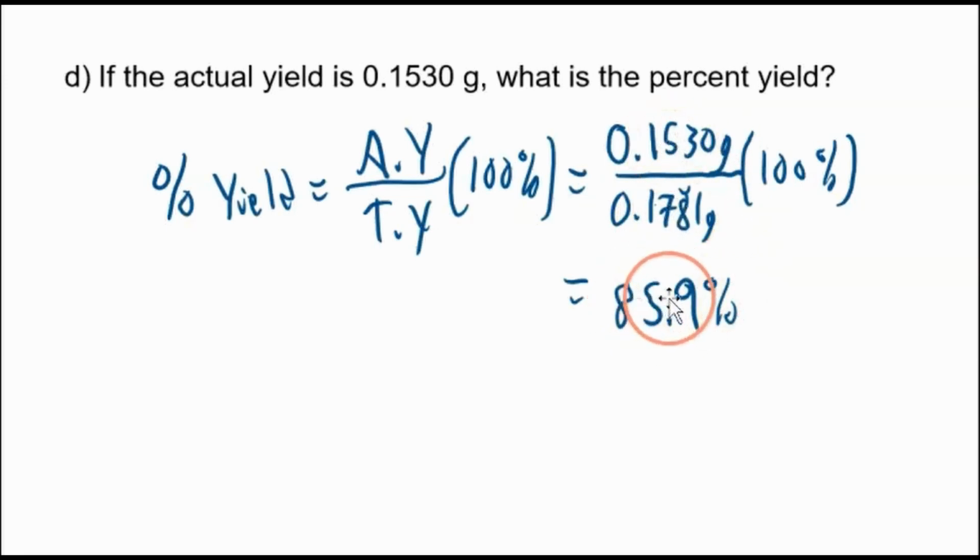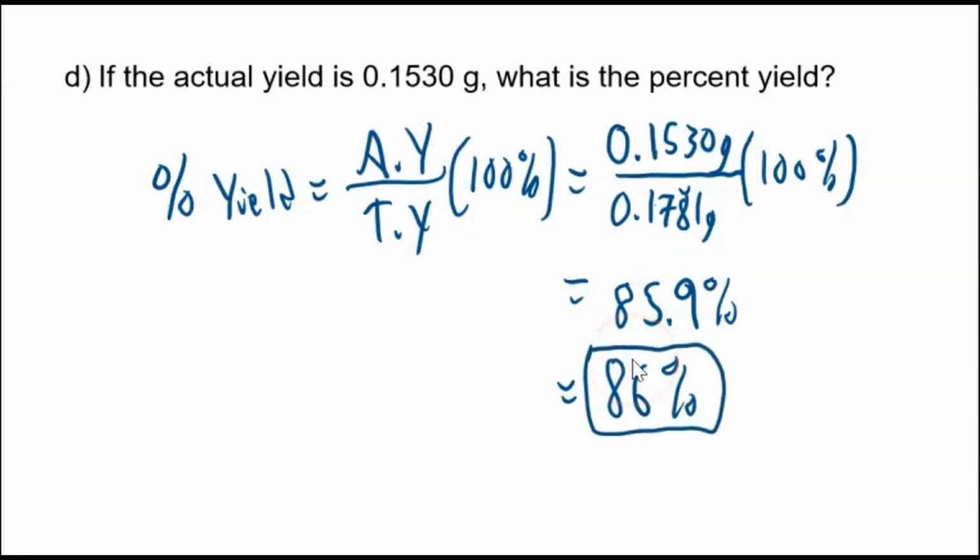Our answer should have 3 sig figs, right? But it's good practice to round your percent yields to the nearest whole number, even though we have 3 digits of precision here. The reason is that the error in the lab, if we were to repeat this experiment, we probably wouldn't be reproducible to 1 decimal place. If we were to redo it, we probably wouldn't get this same number, we might get 86.0 or 86.7.